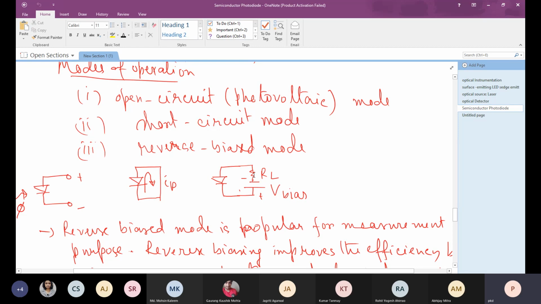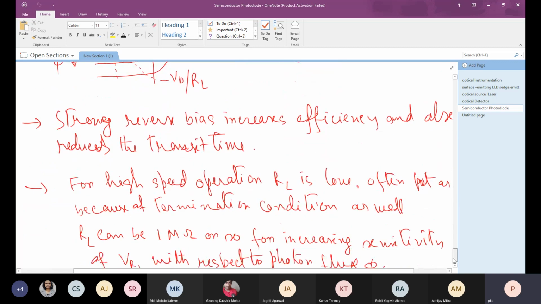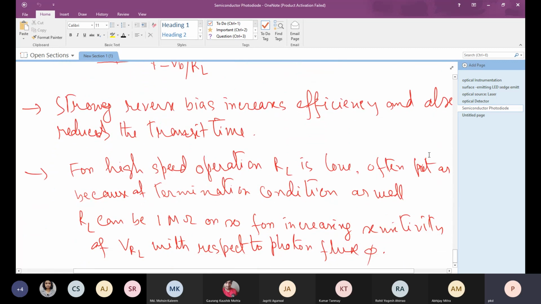Often this resistance is not directly connected to the V bias, but it is connected through a transimpedance configuration, either using FET or transistor or op amps. The consequence of higher load resistance is greater sensitivity in terms of voltage VRL. However, it also reduces the speed of the detection, or time response is deteriorated because of the RC time constant.